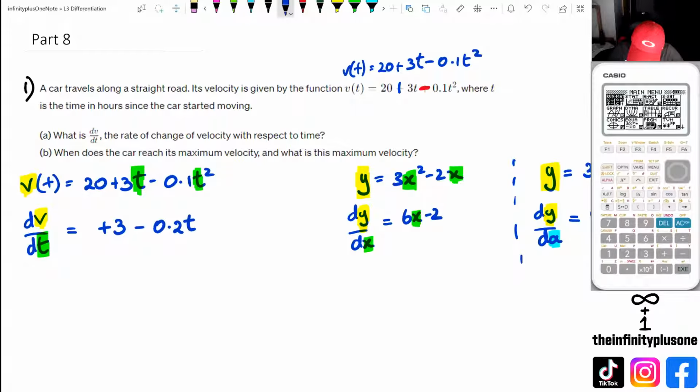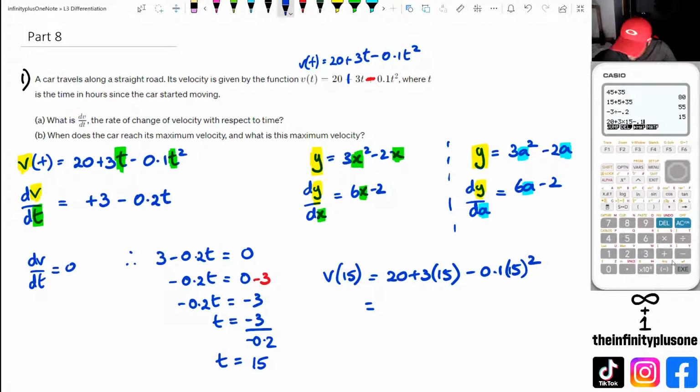So then what we're going to do is put down that t is just 15 seconds. So what it's telling us is that at 15 seconds, this car actually reaches its maximum velocity. We still need to figure out what that is. We're going to put down v of 15 equals 20 plus 3 times 15 minus 0.1 times 15 squared. And so when we do this, we're going to get 20 plus 3 times 15 minus 0.1 times 15 squared.